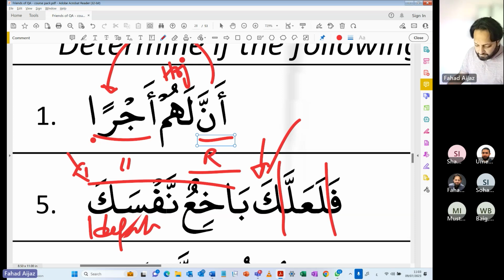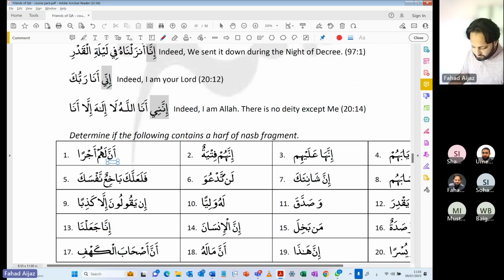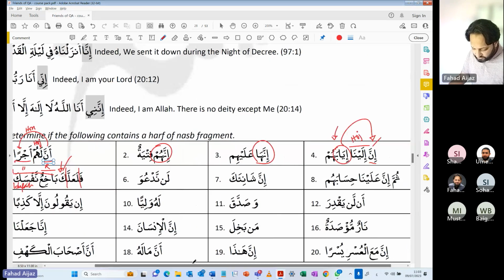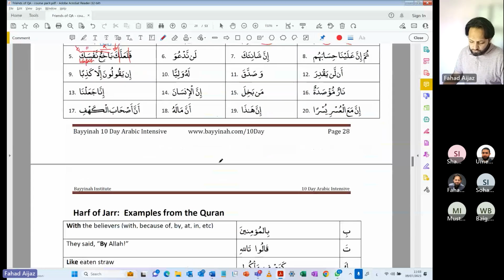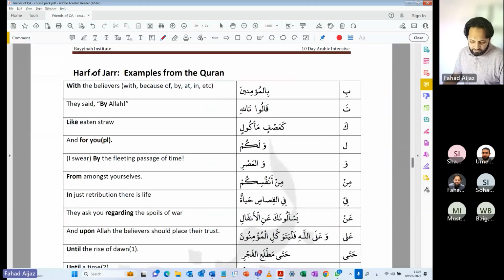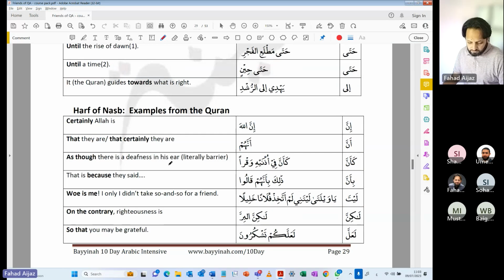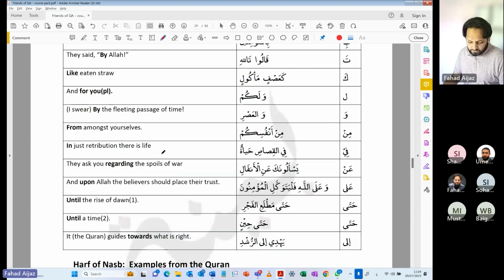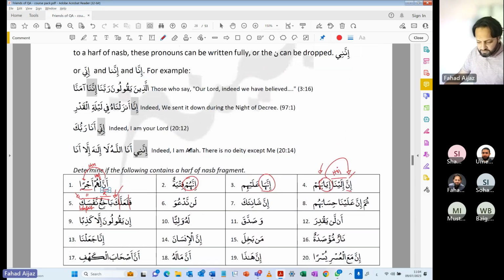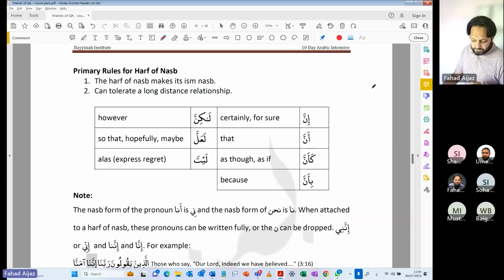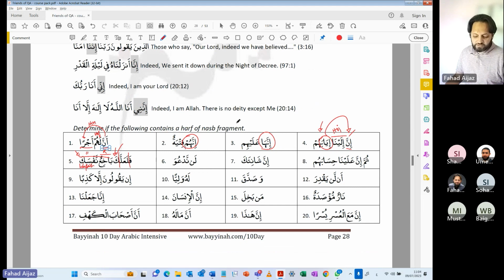Try to complete this during the week. It's a fun and good exercise for you. Once you have done this exercise, I highly recommend you go through the next page. These are some Quran examples of harf of jar and harf of nasab. Just read through them, and if there are any questions, inshallah, we can address them in the next class. In the next class, my expectation would be that you have these harfs memorized, best case with the meanings, and completed this exercise. That would be great.